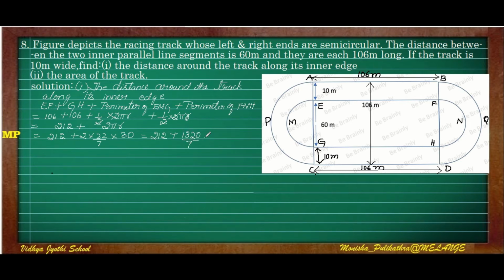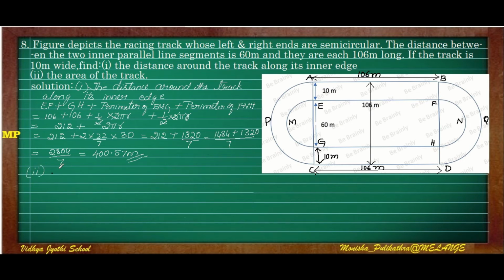So we will get 212 plus, so the multiplication of it will be 1320 divided by 7. So if I take LCM as 7, then by cross multiplication we will get 1484 plus, since the LCM is same, we have to write it as it is, 1320. So this is 2804 by 7, which is equal to 400.57 meter.